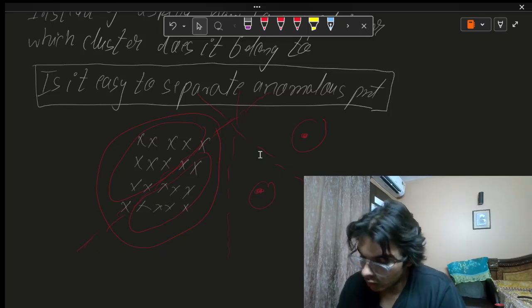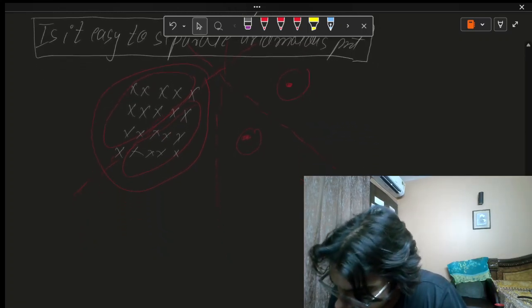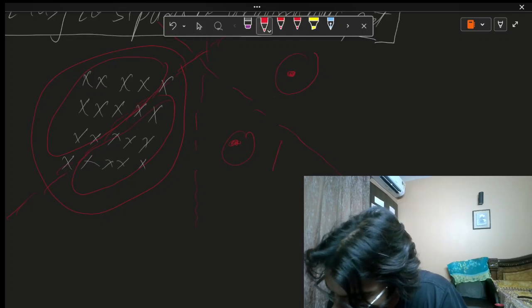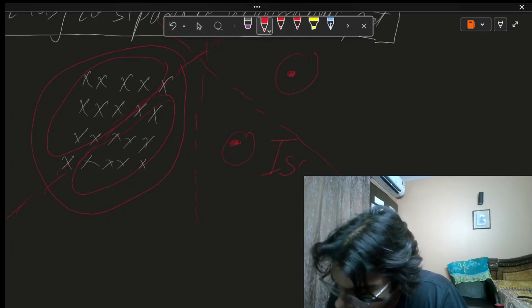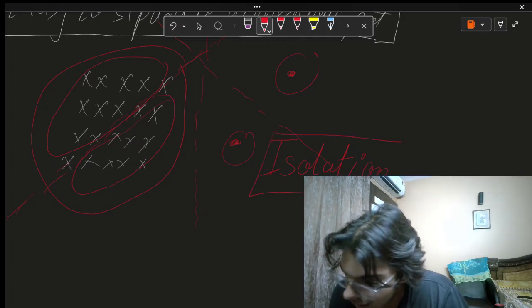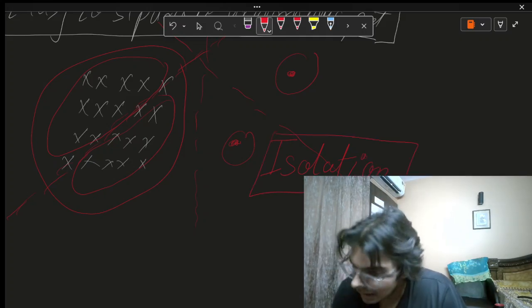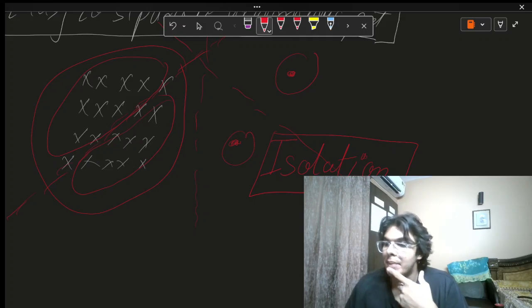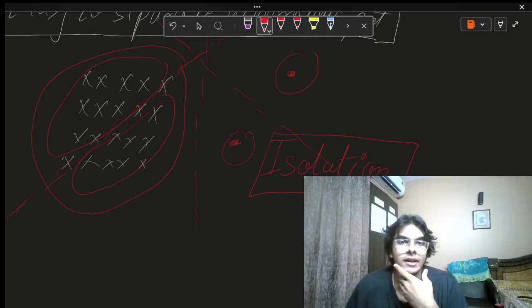So this is basically the concept. This concept is called isolation, where we are trying to isolate our anomalies by making cuts in the data. And these cuts are random because random cuts are basically better at separating the anomalies from the dense points.